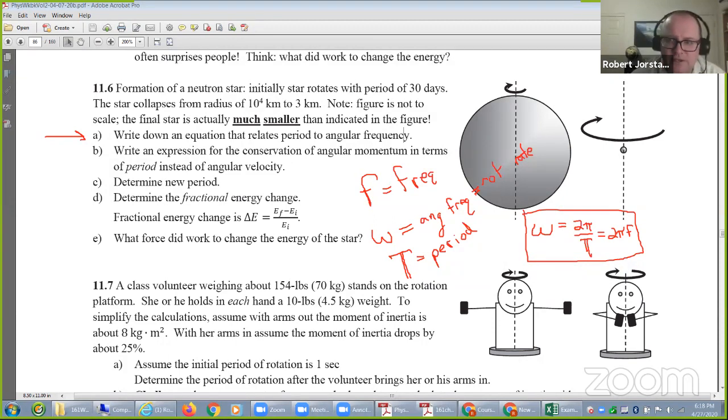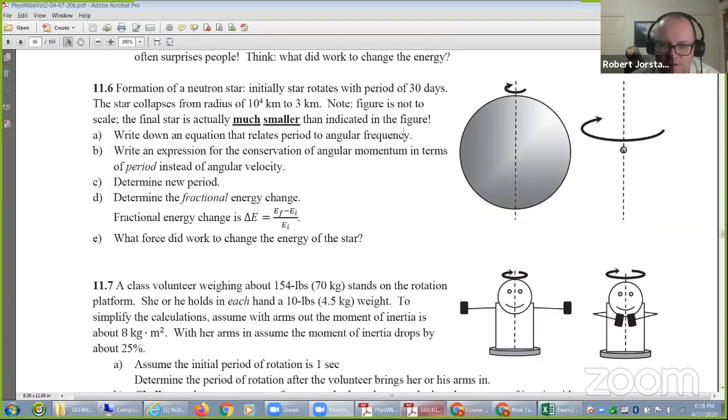Okay, so a period. Notice if we just flip this, that's pretty straightforward. Let's go over there and just double check.